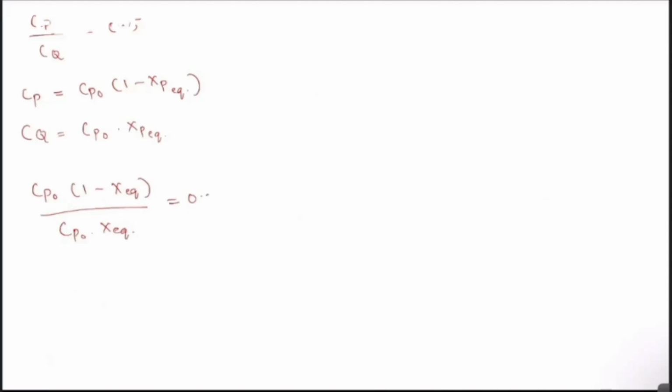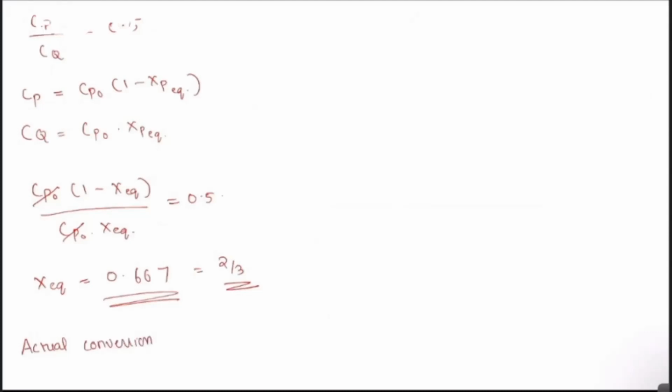So now we are just equating Cp and Cq using their initial concentration and equilibrium conversion, and we'll get this equation: Cp0 into 1 minus X equilibrium by Cp0 into X equilibrium is equal to 0.5. We can cancel Cp0, and we can get the equilibrium conversion. So X equilibrium will be equal to 0.667 or 2 by 3. So this is the equilibrium conversion.